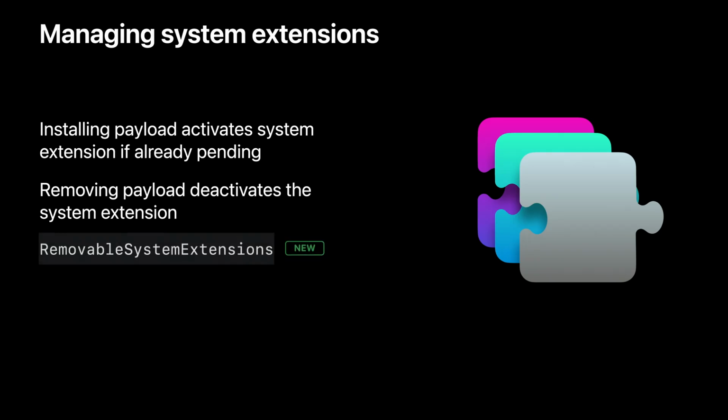In macOS Monterey, there's a new feature called Removable System Extension. This will allow an app to deactivate its own system extension, for example, when the app uninstalls itself. With this feature, there will be no admin password required to remove the system extension. This may be useful in deployments where the Mac has no admin user.